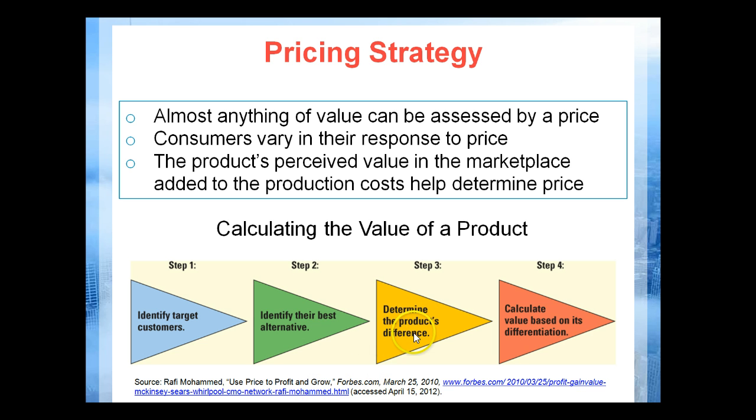What is the difference between what you're providing, your product, and the alternative that may be available to the target market? You're going to calculate your value based on its differentiation. Differentiation is how you can make that product different. How can you set it apart from anything else out there in the marketplace?